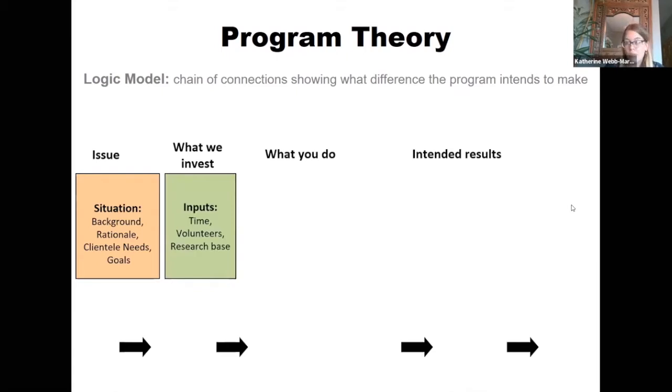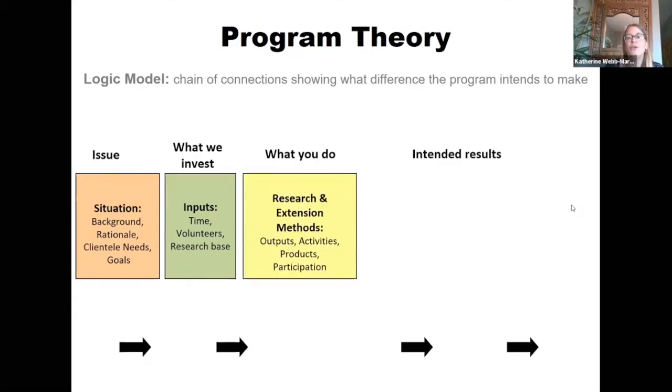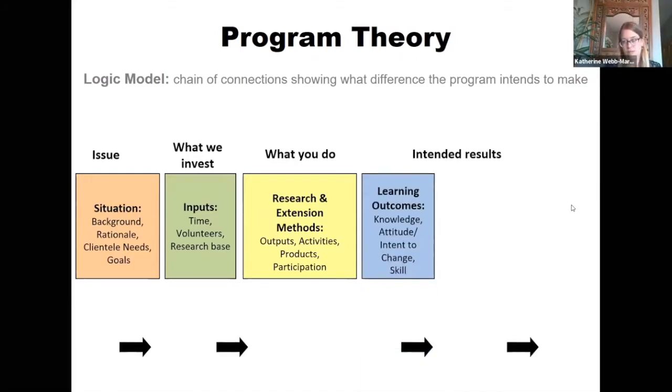So the inputs that you put in are your time, the research base, and your volunteers if you have a volunteer program. What you do are all your research and extension methods, all the different activities, the products you develop, and people participating in your programs. What we're really focusing on today are those intended results, the outcomes.